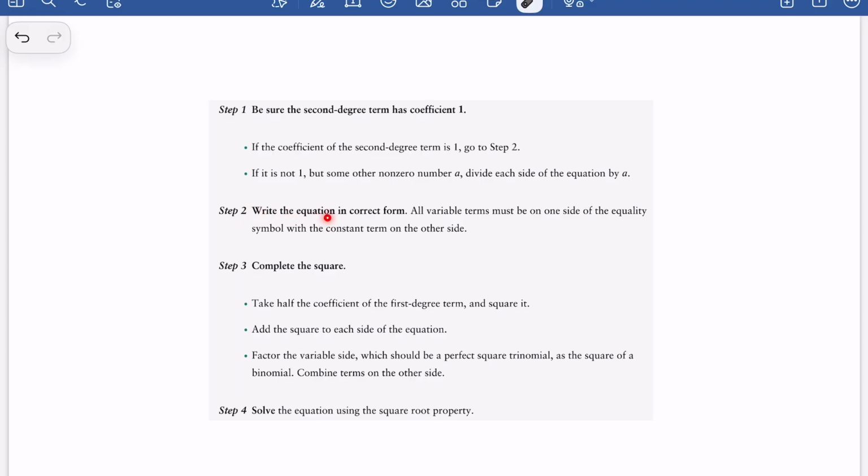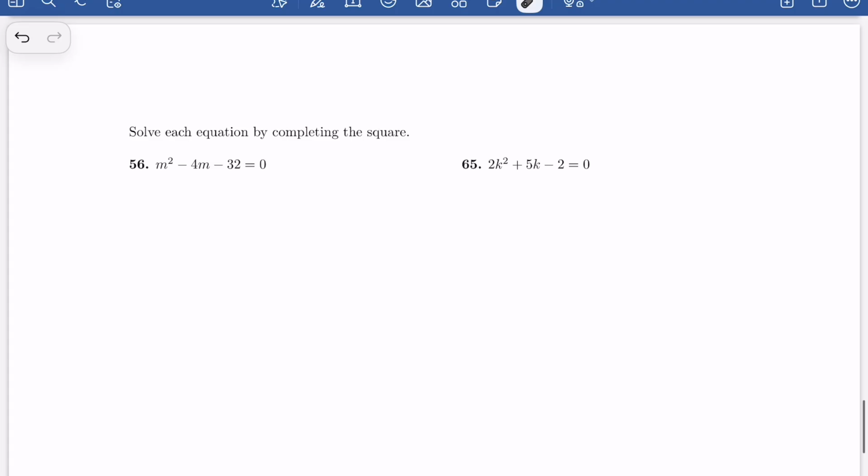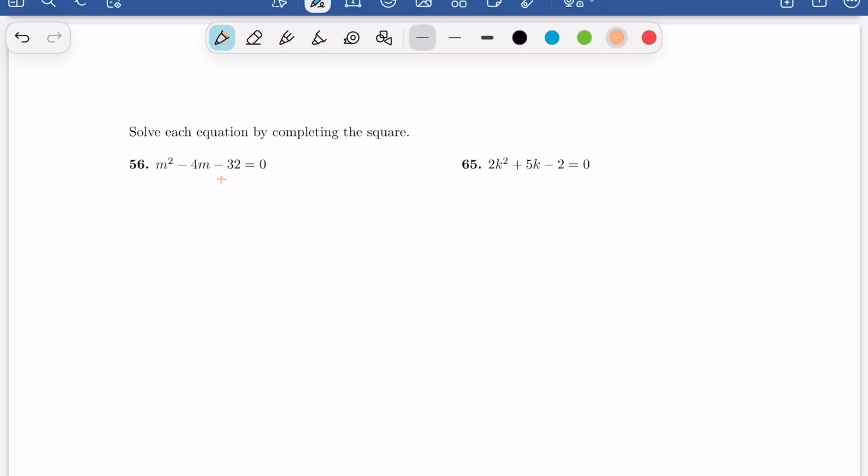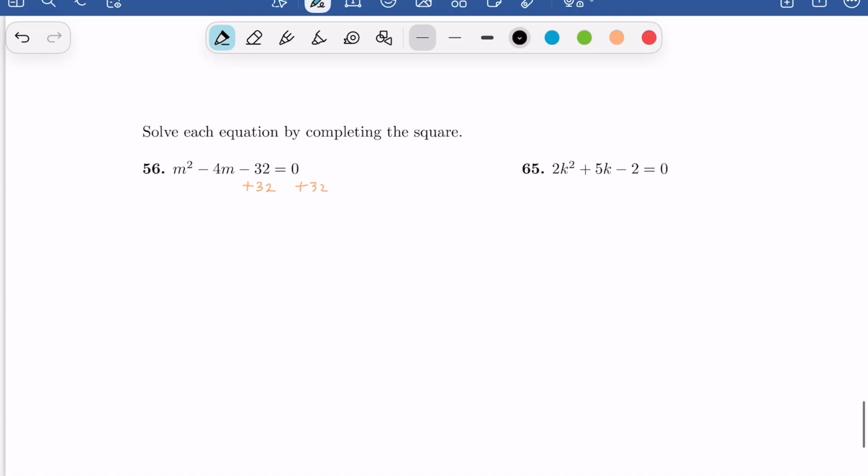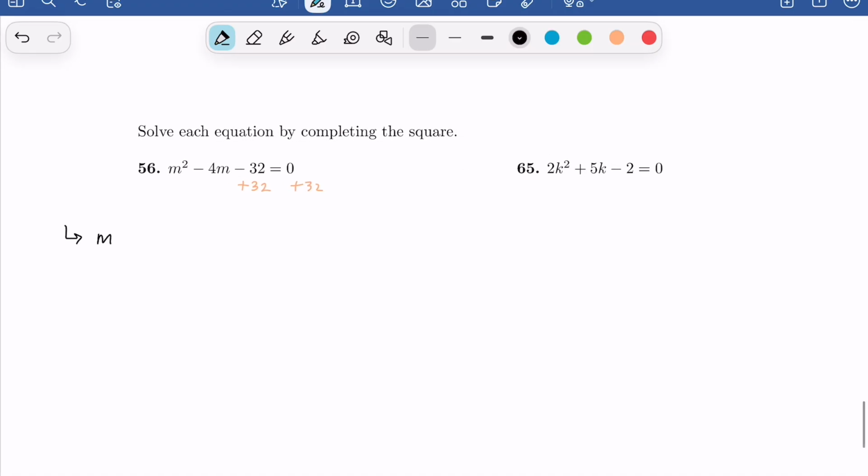Now for step 2, we want to be sure that the equation is in its correct form. So what we want is all of the variable terms on one side of the equation and the constant term on the other side. So going back up to our problem here, as you can see, that is not the case here. What we're going to have to do is add 32 to both sides of our equation because we want our variable terms by themselves. We're going to have m squared minus 4m is equal to positive 32.